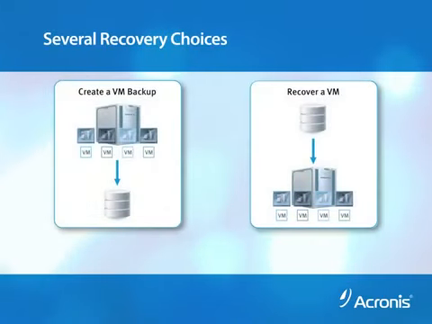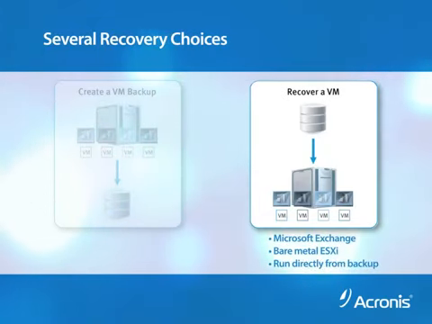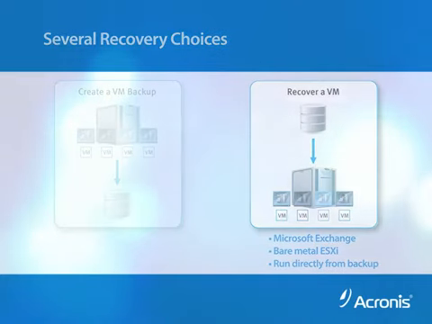vmProtect 7 offers many recovery options, including Microsoft Exchange, individual files, folders or mailbox, an entire virtual machine, or an Exchange database or server. Bare metal ESXi configurations using ESXi backup is built in. You can also remove recovery altogether by running VMs directly from your backup files or by using VM replication, which is the recovery type we'll demonstrate today.